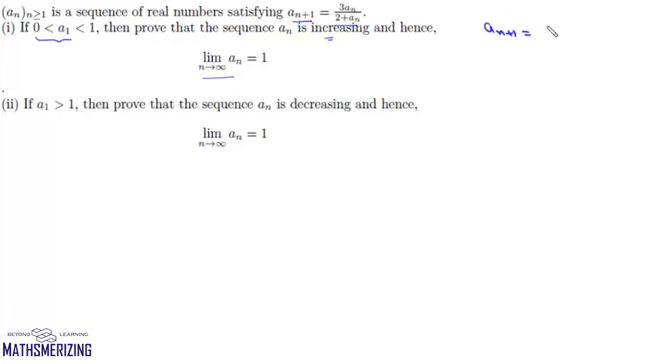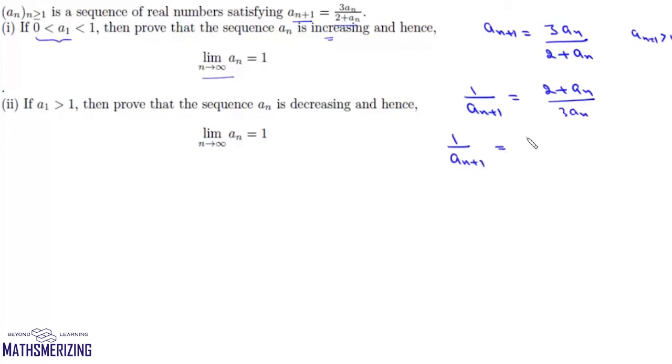a_{n+1} is equal to 3a_n upon 2 + a_n. Now since a_1 is greater than 0, we can say that any a_{n+1} will be greater than 0. Now we can rearrange this as 1 upon a_{n+1} will be equal to (2 + a_n) upon 3a_n, and we can also write this as 1 upon a_{n+1} will be equal to 1 upon 3 plus 2 upon 3a_n. Now what we'll do is, we'll subtract 1 both sides.